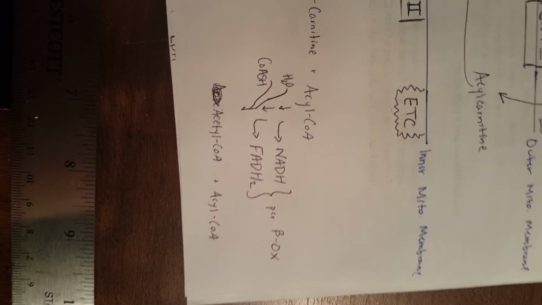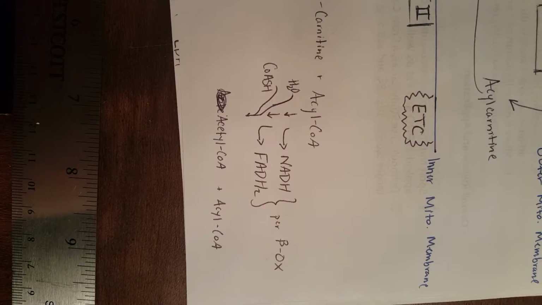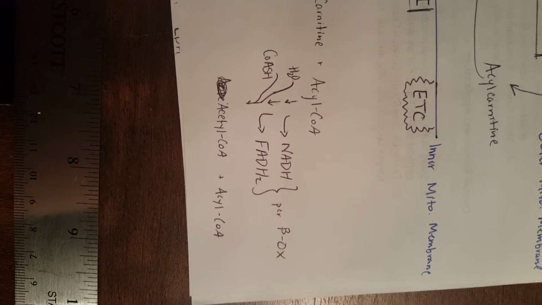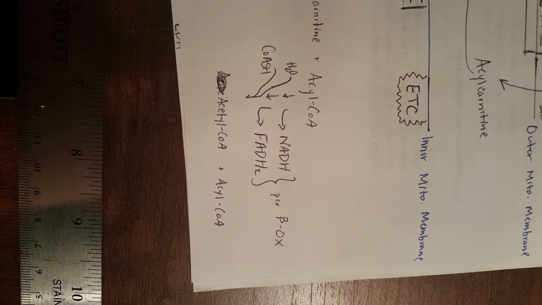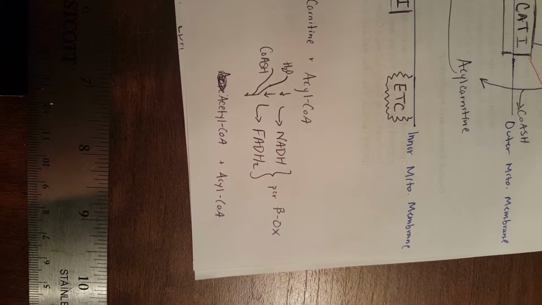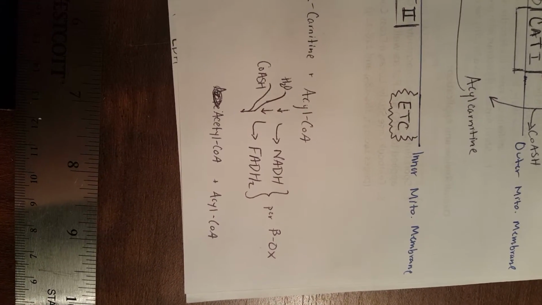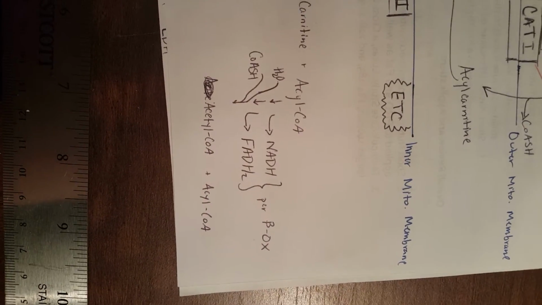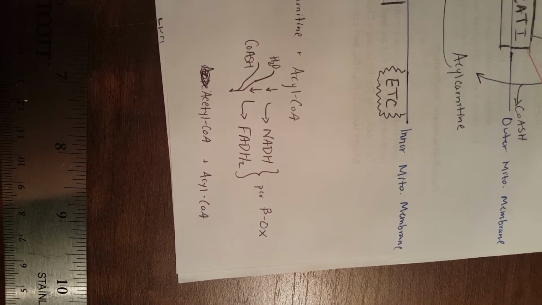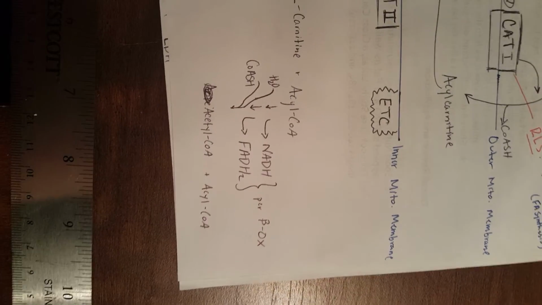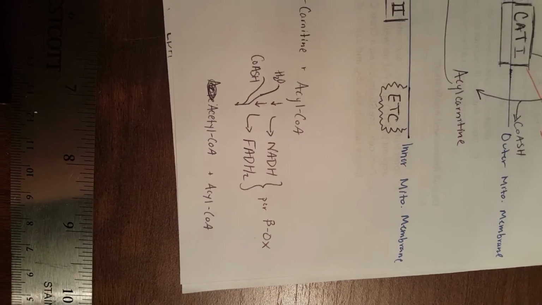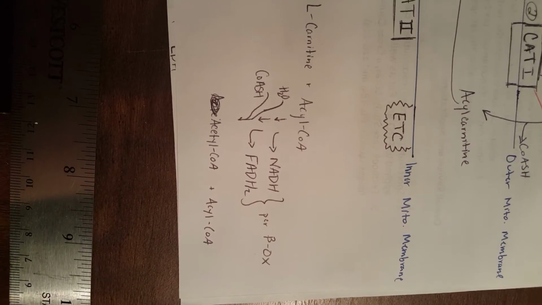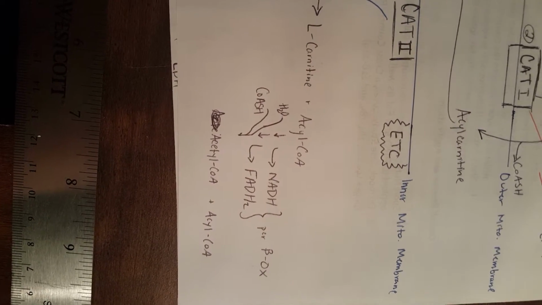So what we get is an acetyl-CoA, which then leaves to go to the Krebs cycle and give us our ATP yield from that. And we also have these NADH and FADH2 molecules, which go to the electron transport chain and yield different amounts of energy based on where they enter the chain. So we have an acetyl-CoA and an acyl-CoA. The acetyl-CoA leaves, acyl stays behind for another round of beta oxidation.